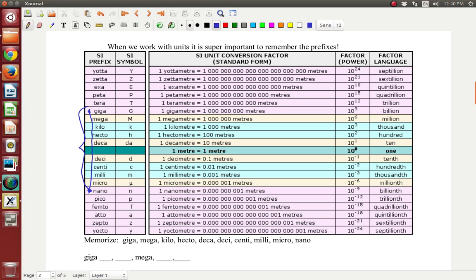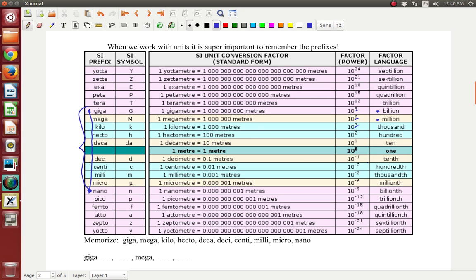Okay, so a gigameter would be a billion meters. A mega would be a million. I'd say mega million. Mega million. That's how I remember that. A kilo, which you should be very familiar with, is 1,000. Now look, also notice you can see what exponent all these are brought up to. Hecto is 100. Deca is 10. Like a decade is 10 years.